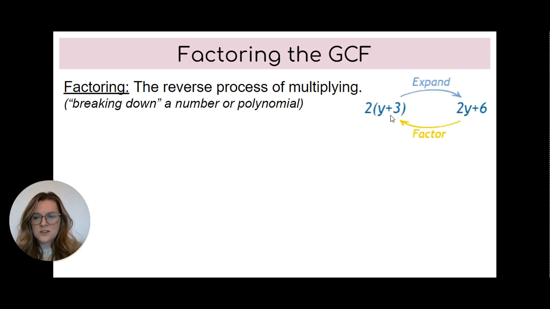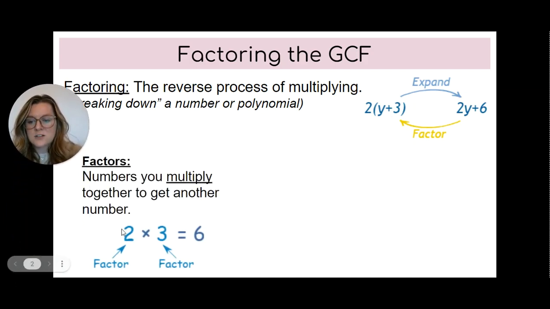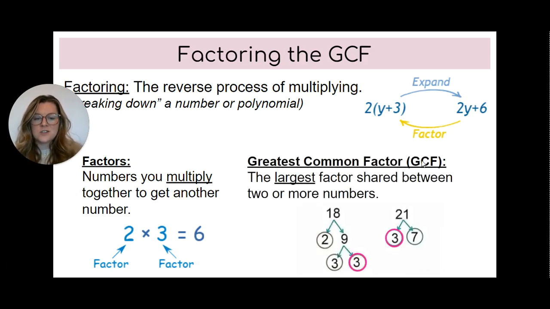So in order to understand what factoring really means, let's talk about what is a factor. Factors are numbers you multiply together to get another number. So 2 times 3 gives us 6, meaning that 2 and 3 are factors of 6. And then when you see GCF, it stands for greatest common factor, and it's just the largest factor shared between two or more numbers. So we'll talk about factor trees in a second, but 3 is the greatest common factor, or the biggest number that multiplies to 18 and 21.